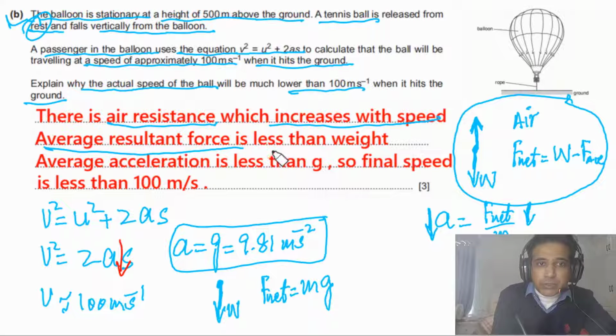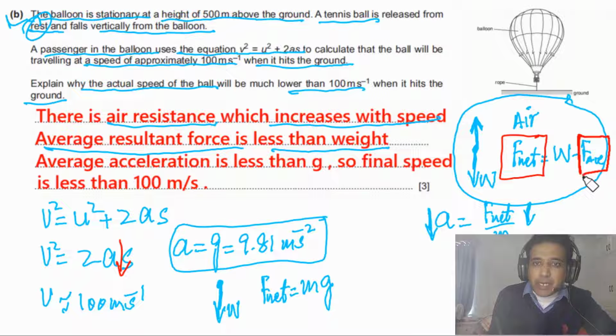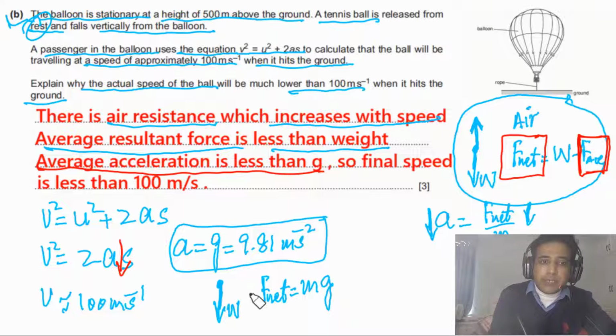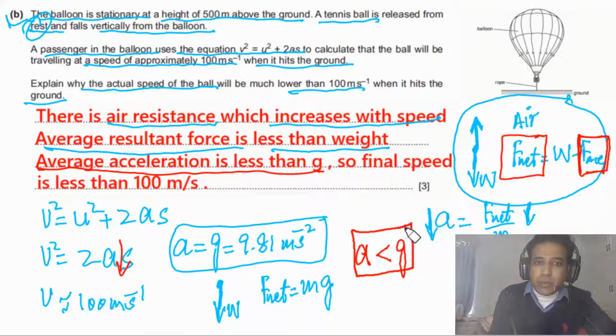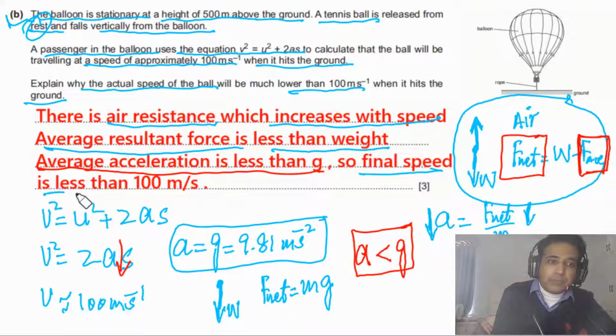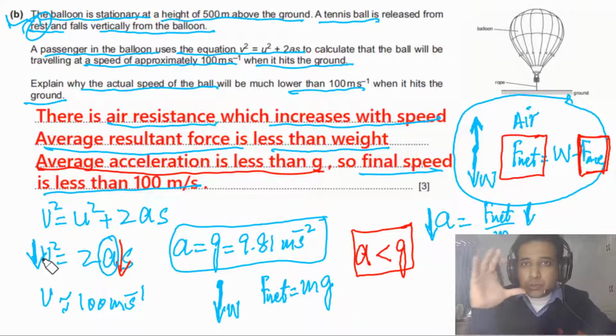Average resultant force is less than weight, as we have discussed here. This resultant force will be less than weight, because this is minus air resistance. Or we can say average acceleration is less than g, as we have discussed here. In this case, average acceleration will be less than g in the presence of air. So final speed is less than 100 meters per second, because if A is lower, it means V will be lower. So this is how you need to answer.